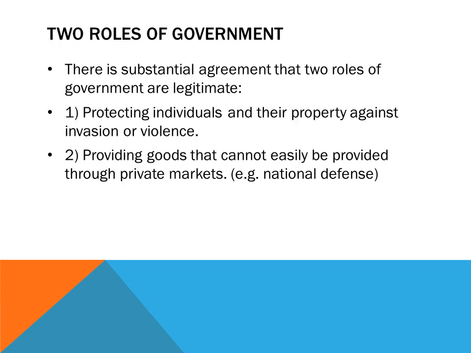If private markets are so good at promoting economic efficiency, what role should government play? Well, there is substantial agreement that two roles of government are legitimate. First, the government has a role in protecting individuals and their property against invasion or violence, and secondly, they can provide goods that cannot easily be provided through the private market system. For example, the production of national defense, courts of law, and a stable monetary system are just a few examples of institutions that are sometimes difficult to provide through a completely private market.